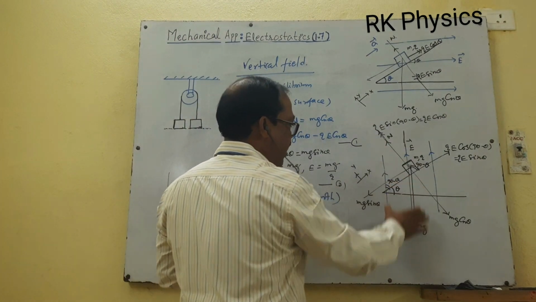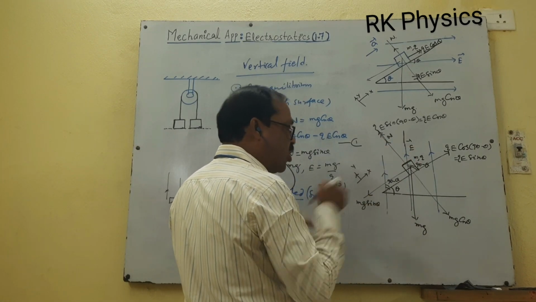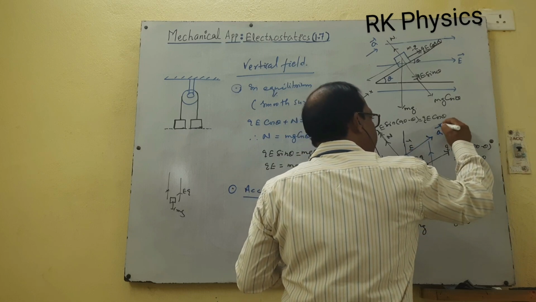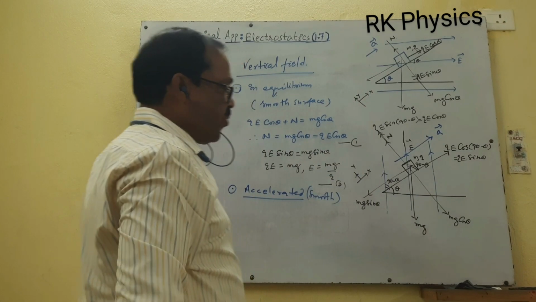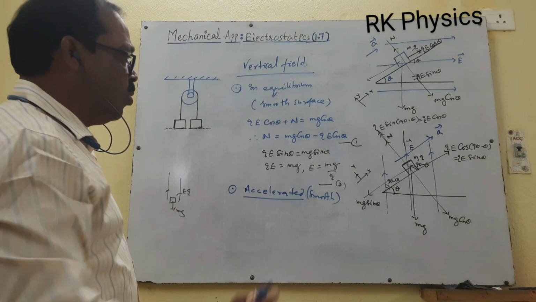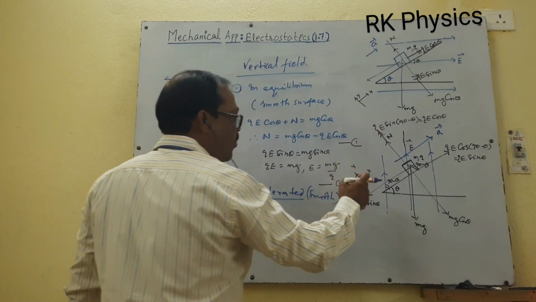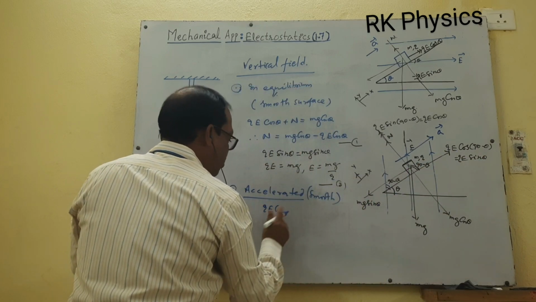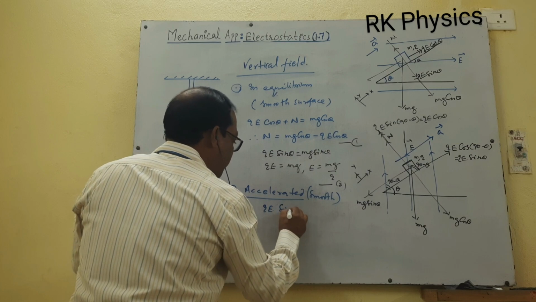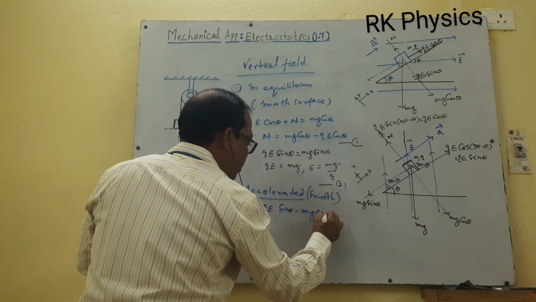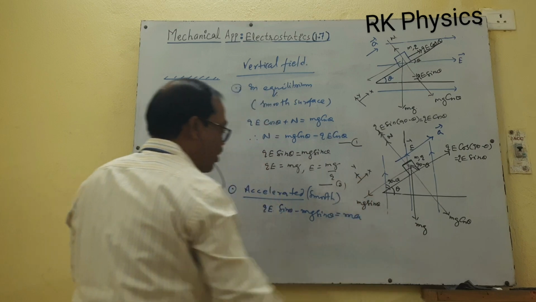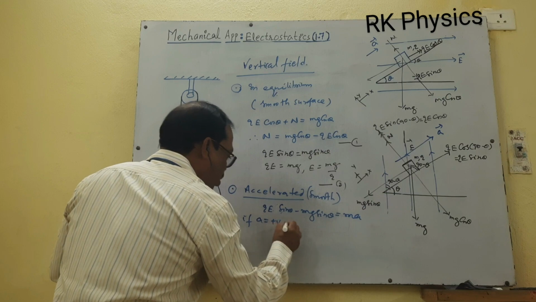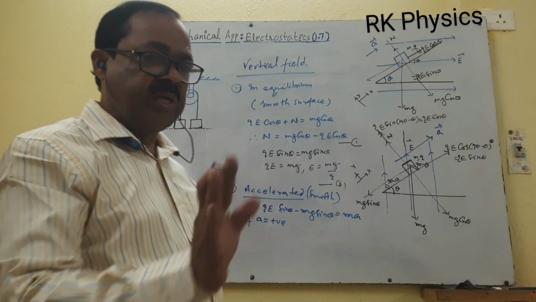Now the field is applied along this direction in such a way that the system, that is mass m, moves along a, like the previous problem. If it is accelerated up, then this is greater than this, that means QE sin theta minus mg sin theta must be equal to ma. If a is positive, that means the body is accelerated up as per your given data.